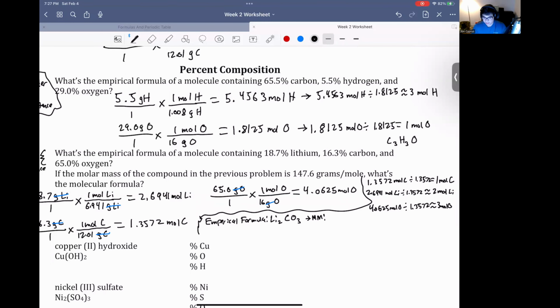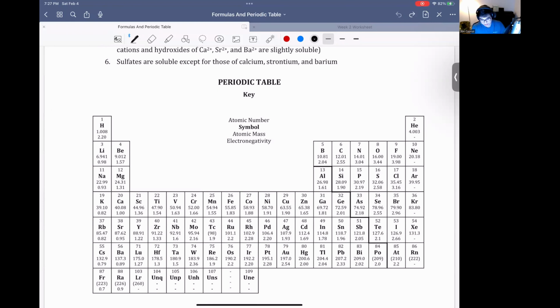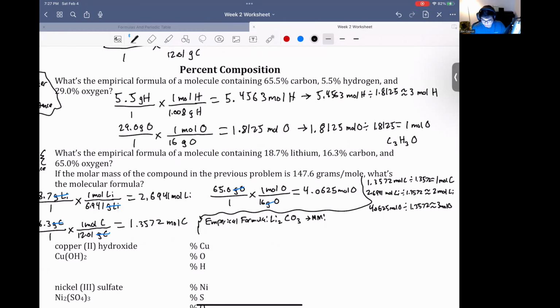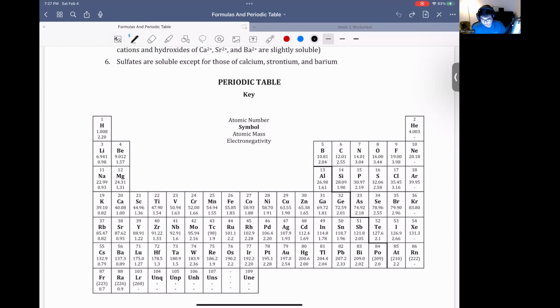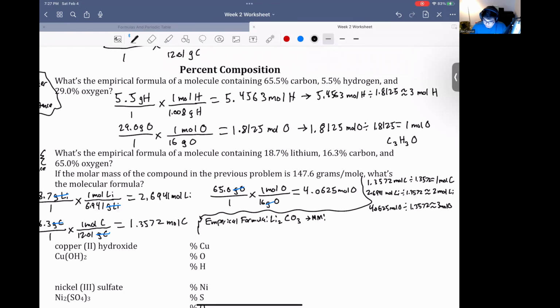So our empirical formula, we have 2 lithiums, so 6.941 times 2, plus 1 carbon, which is 12.01, plus 3 times 16 for the oxygens. So we end up getting a molar mass of 73.892 grams per mole for our empirical formula.